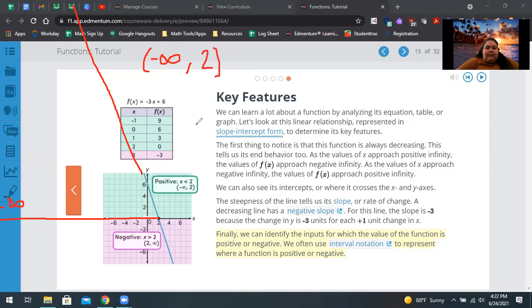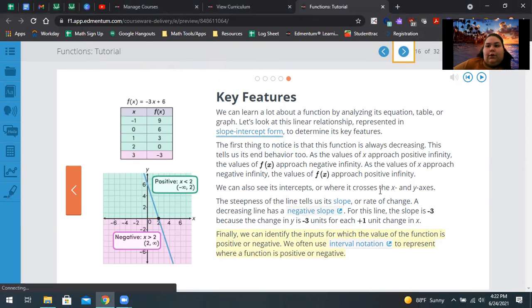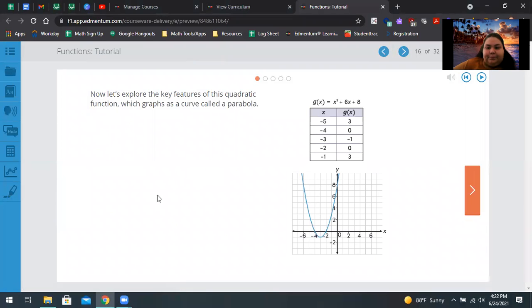That's when it's positive. It's negative from that 2, and then it continues going on this way towards the positive direction. So it's negative when it's 2 to infinity. So we are going to be using a little bit more interval notation to identify when we have it positive and when we have it negative. We'll practice more of that on slide 16.